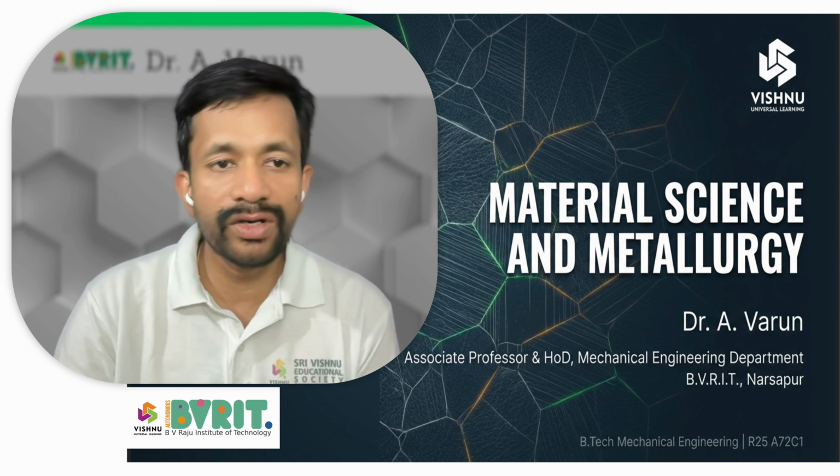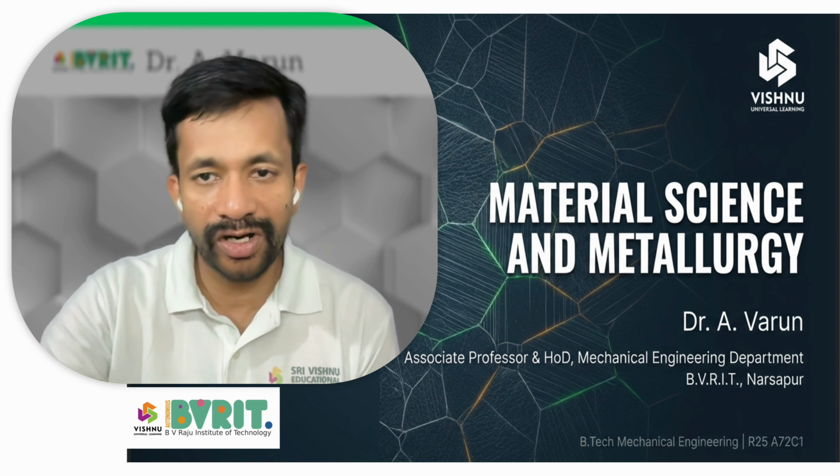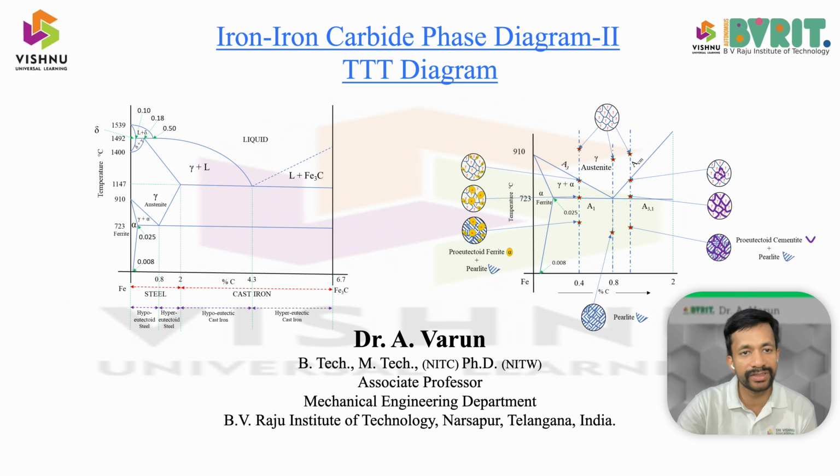So let us quickly go to the topic where we stopped in the previous class, and this is about a very important topic which is called the iron carbide phase diagram. If you look at the iron carbide phase diagram shown here, it is divided into three portions. This upper part is peritectic, then this zone is eutectic, and this lower portion is eutectoid. And you also have three reactions, easy to remember.